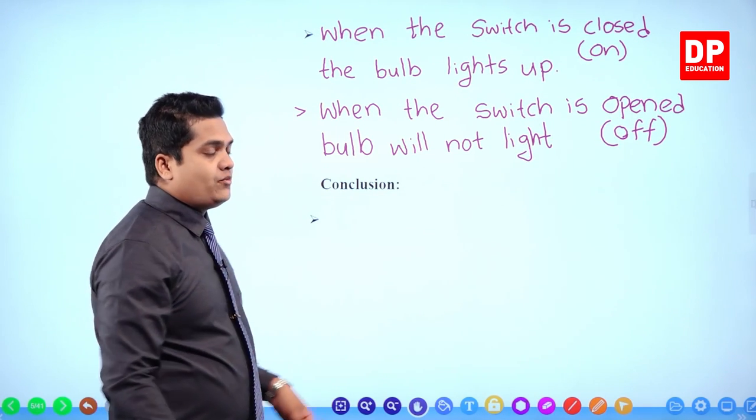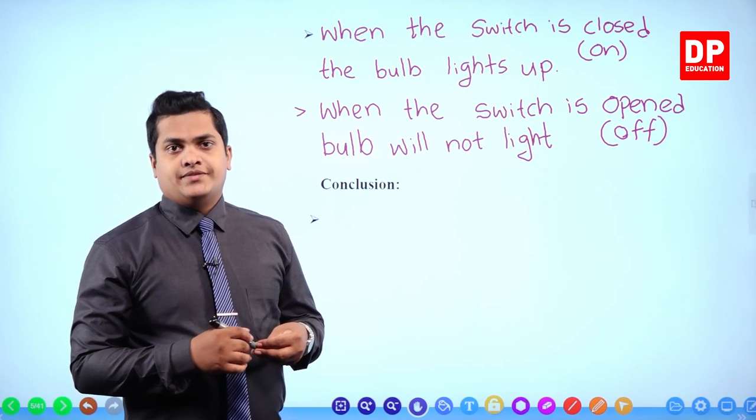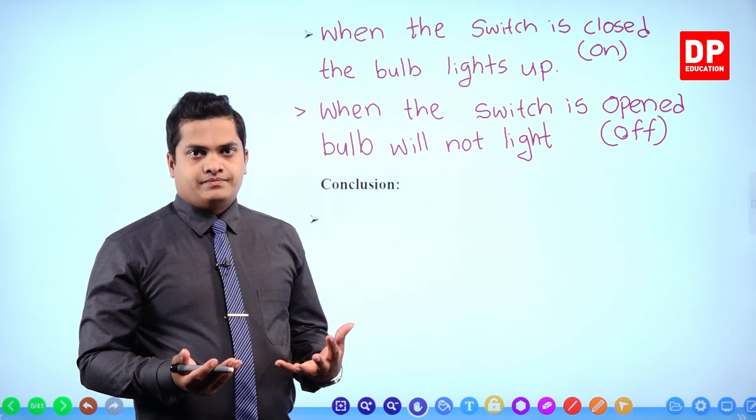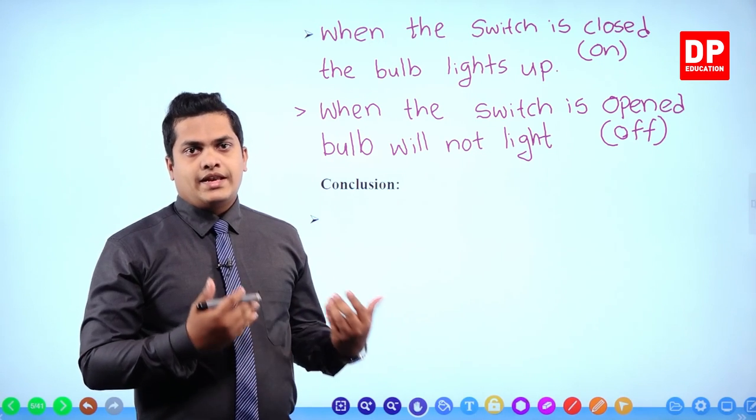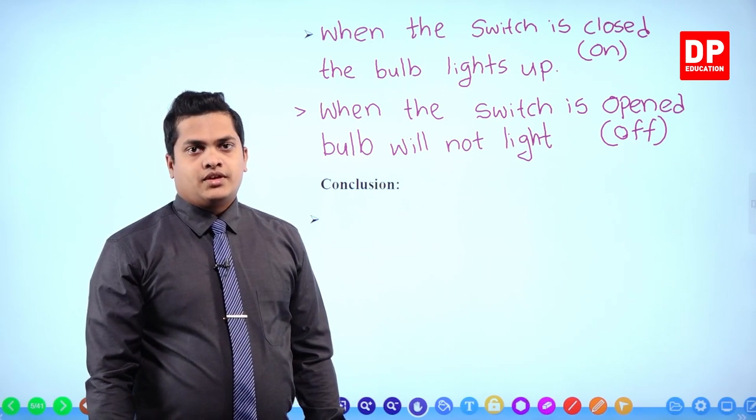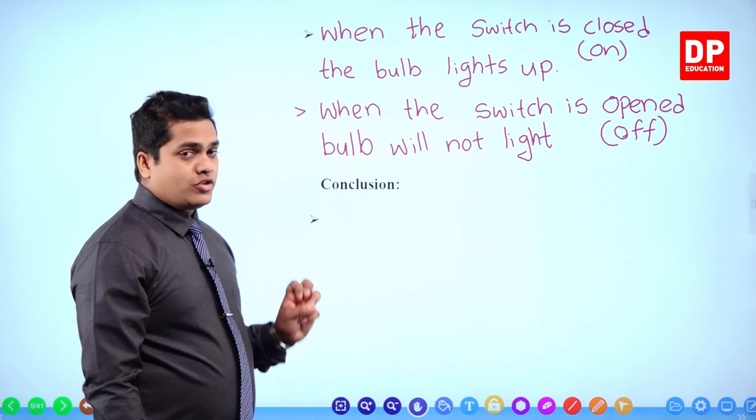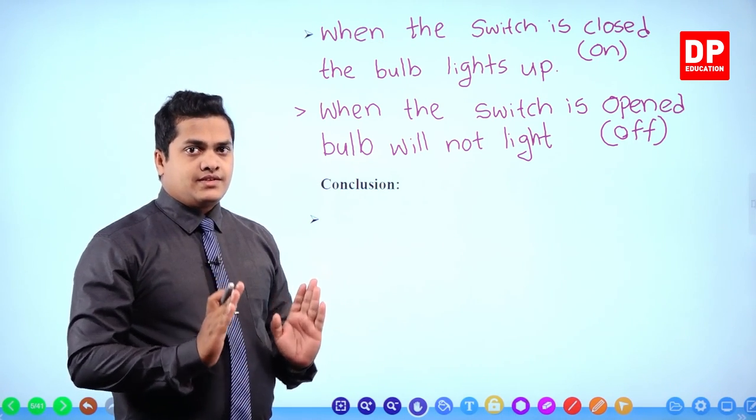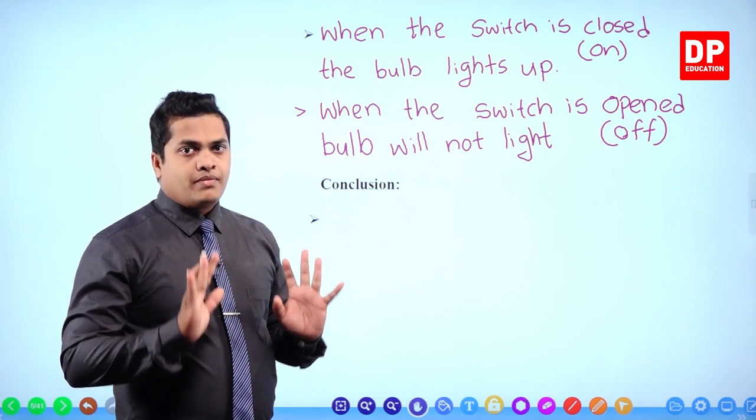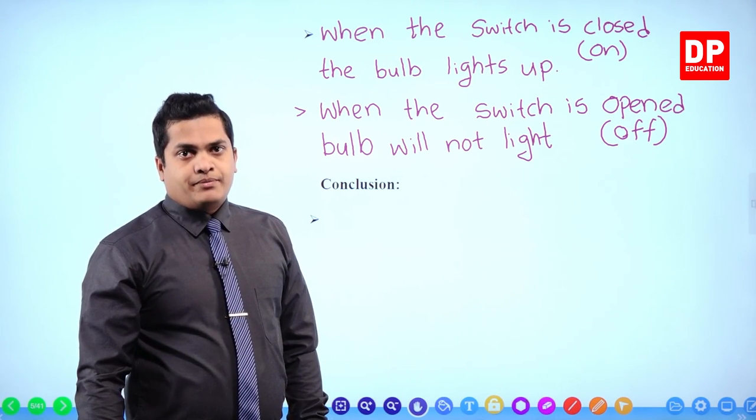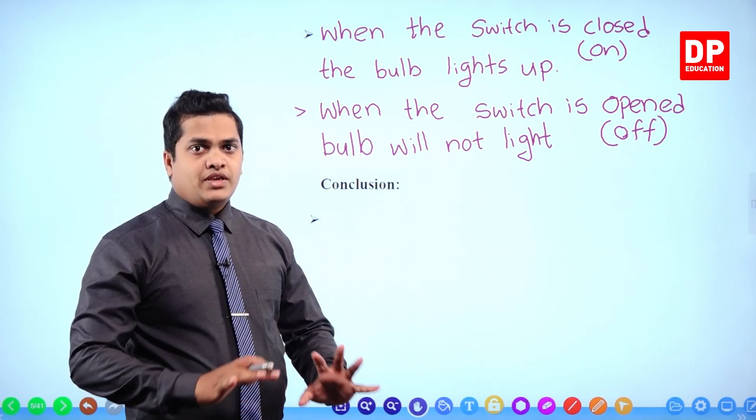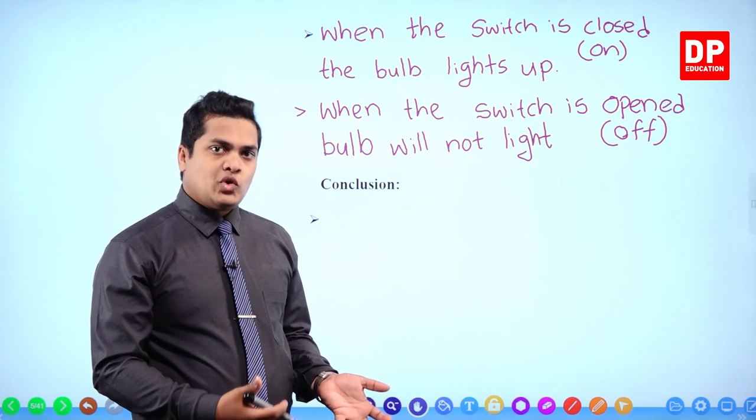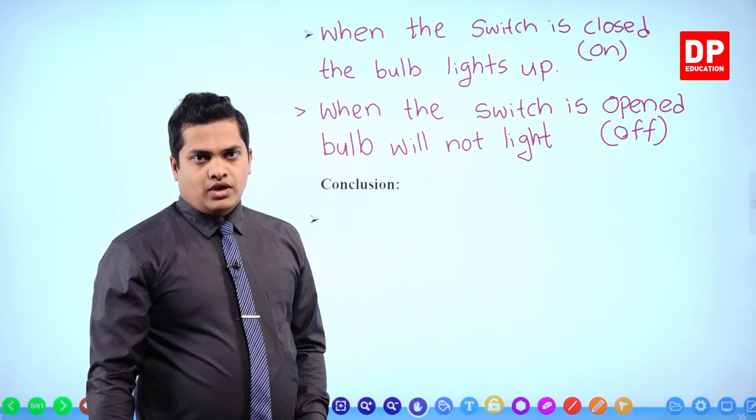Here we have studied what we mean by a circuit. A circuit is a closed system that flows electrical charges. So the conclusion is, here we can say that only when the system is closed, the bulb is going to light up. This system should be a closed system. Only when it is closed, the bulb is going to light up.